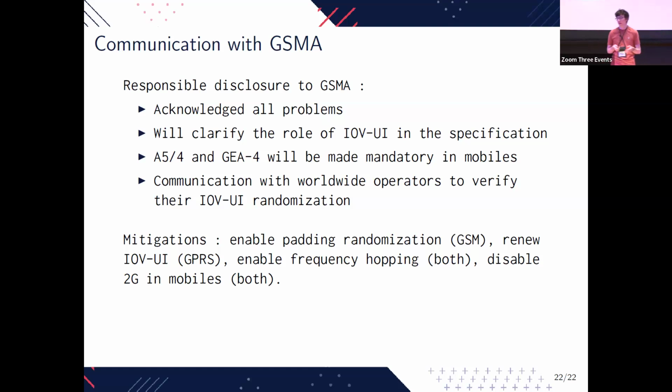You can enable padding randomization, but that just halves the probability of success. So from 11%, we go to 5.5%. So it doesn't solve the problem. And in GPRS, of course, you need to renew IOV-UI in your network. To make it more difficult to conduct the attack, you can enable frequency hopping. It doesn't make it impossible, but it makes it harder to reconstruct the session. And as a user, you can disable 2G in your mobile phone, but really 2G networks should be phased out, and that's it. Thanks for your attention, and I'm happy to take questions.